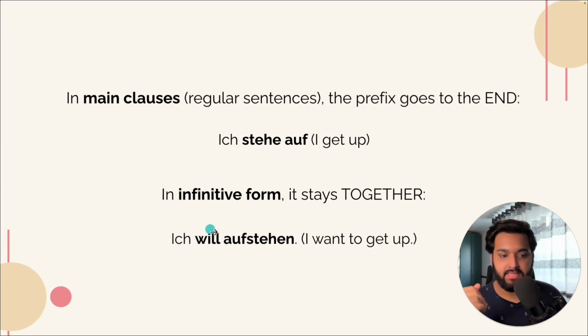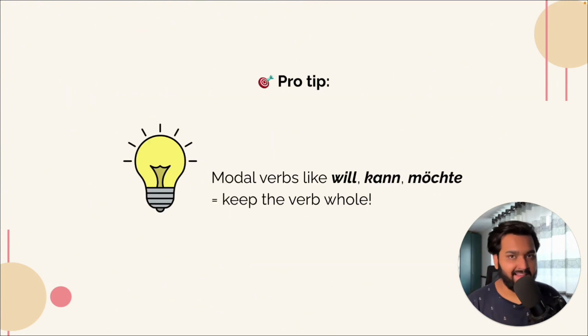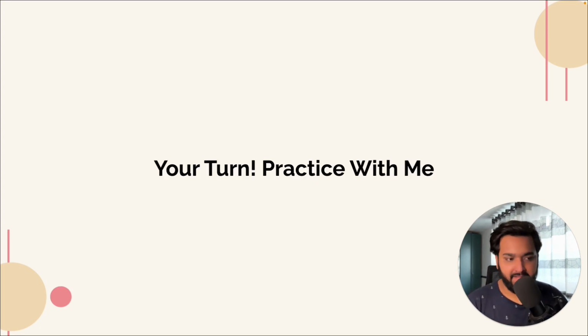As you can see, this is a modal verb. Können, müssen, wollen, sollen. These are some modal verbs. If you use any modal verb, you have to just write it or use it together. Okay, you don't have to split it. And here's a pro tip for you. Modal verbs like will, kann, möchte, keep the verb whole. Now it's your turn. Practice with me.